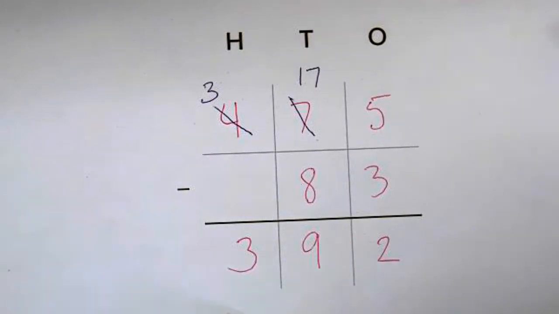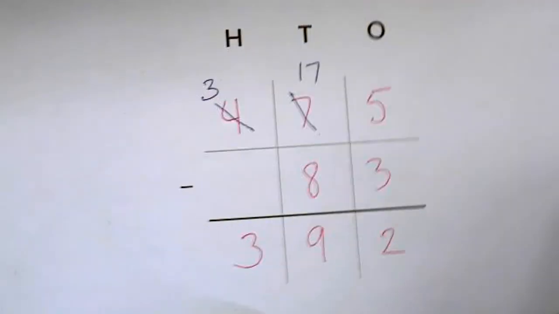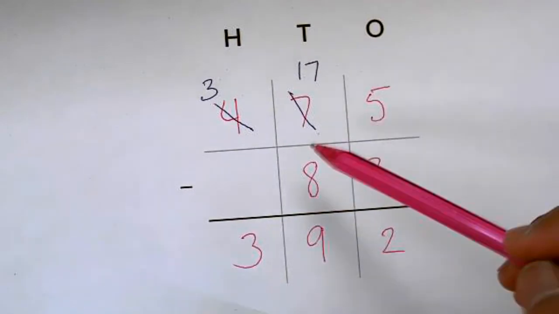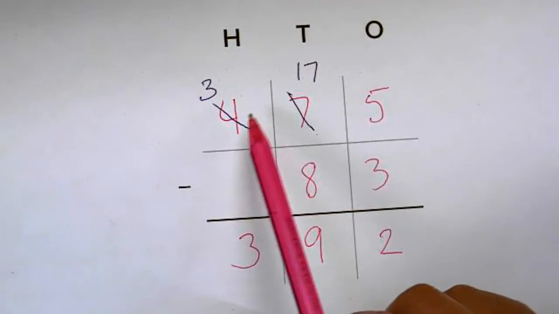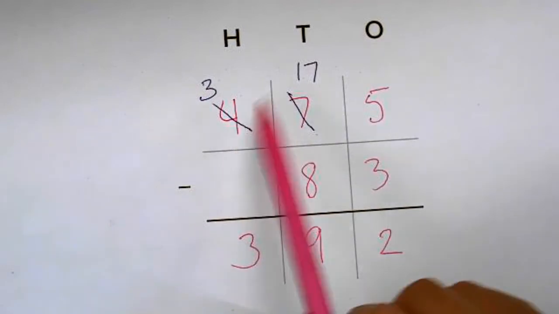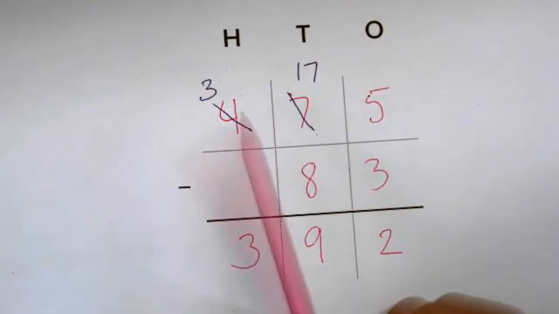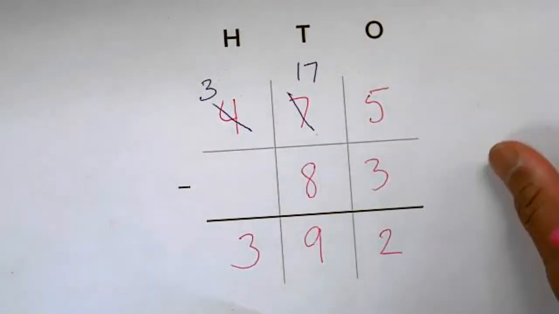There's going to be a lot of what we call borrowing. Some people call it borrowing, or regrouping. It's the same thing. Regrouping is better because when you borrow, you give something back. But here we're not giving it back. We took hundreds and moved it over to the tens. We're not going to give it back to the hundreds. So we're not really borrowing. I think that's a term a lot of people still use.